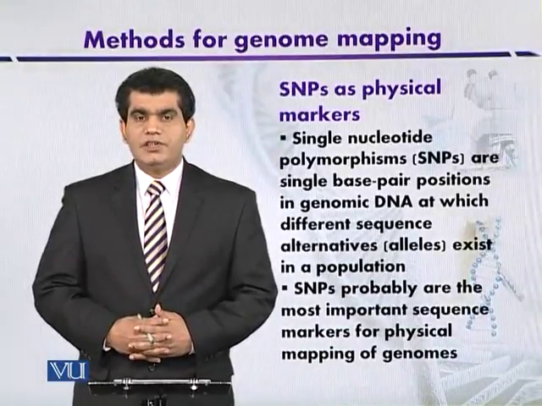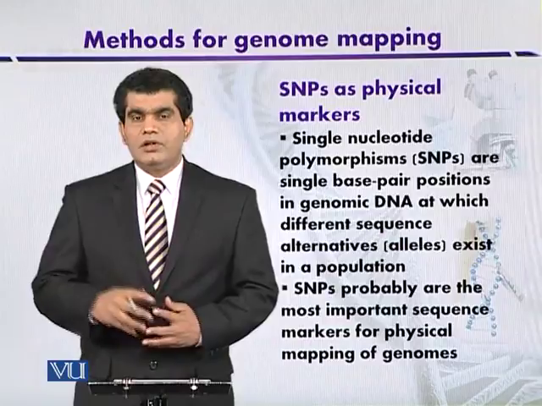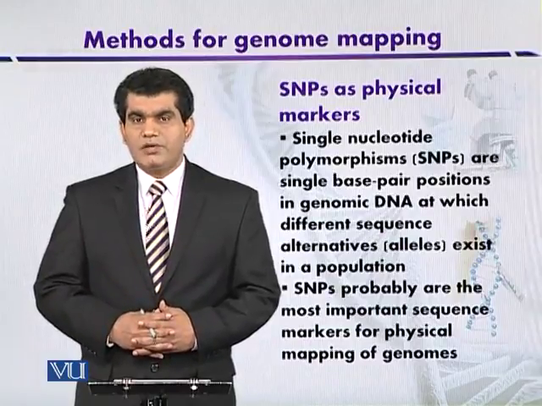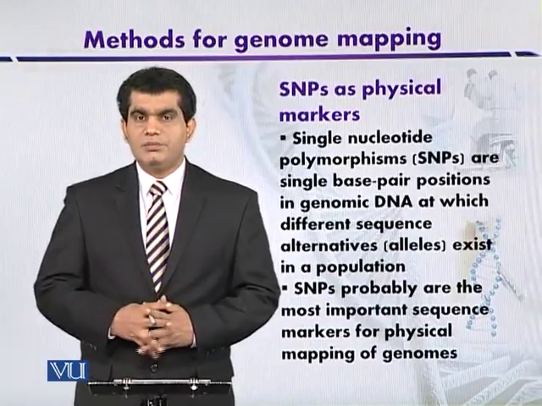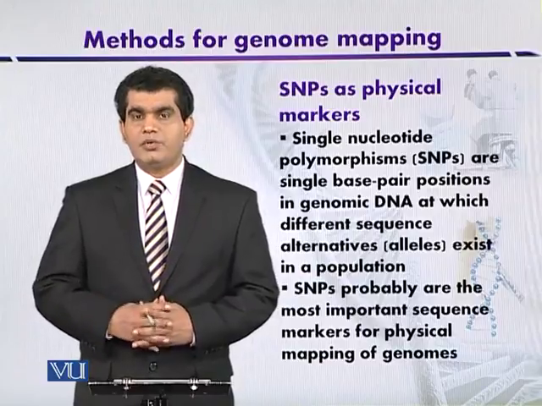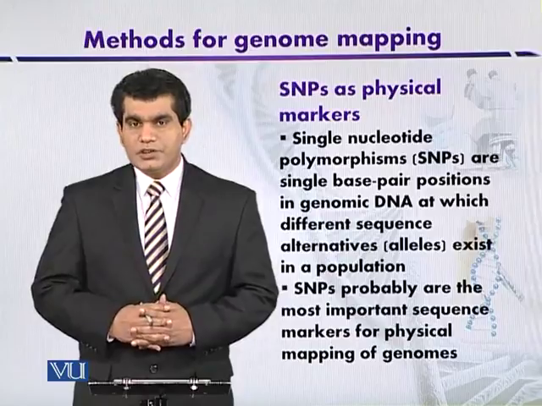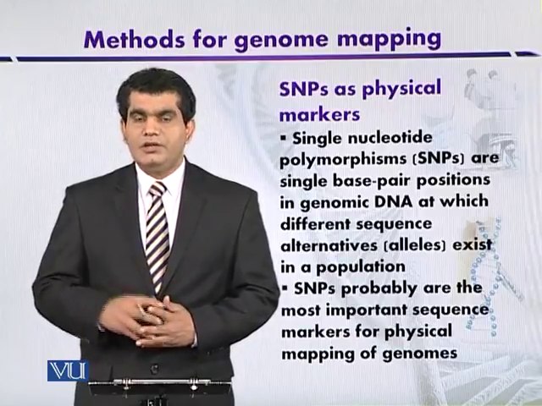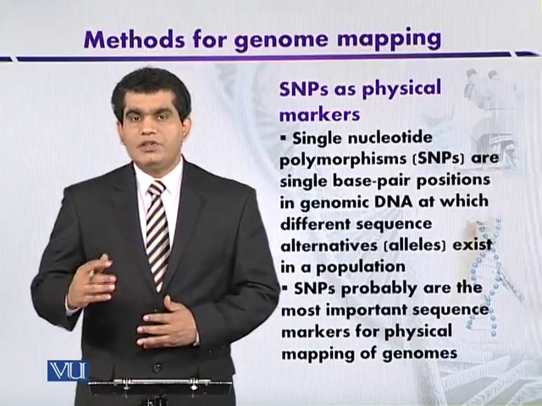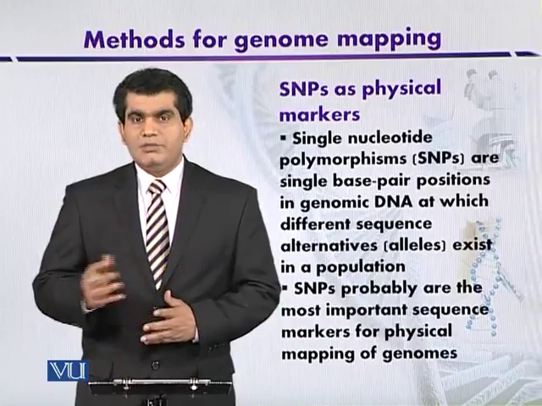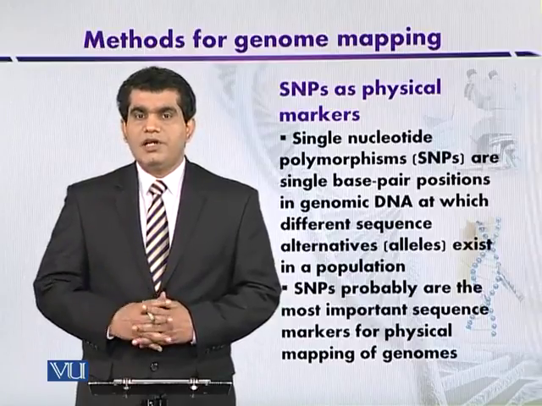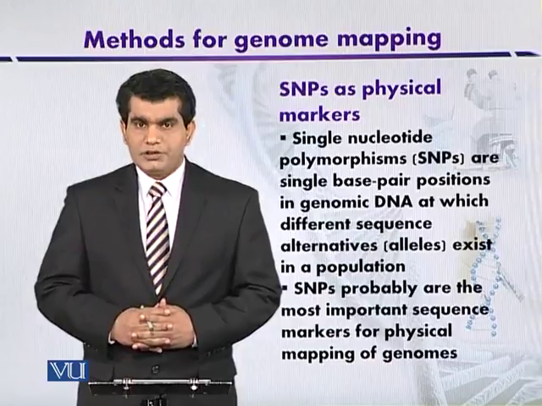SNPs as physical markers. Single nucleotide polymorphisms, or SNPs, commonly pronounced as "snips". They are single base pair positions in a genomic DNA at which different sequence alternatives, that may be called alleles, may exist in a population.